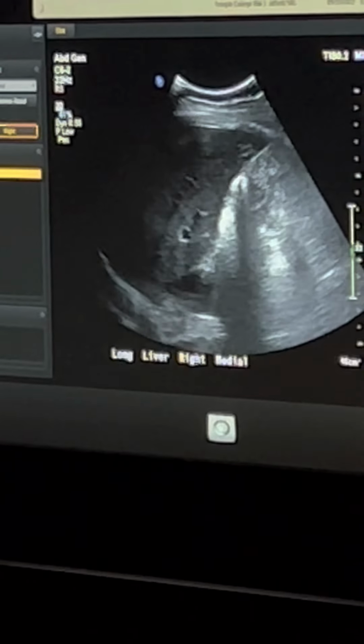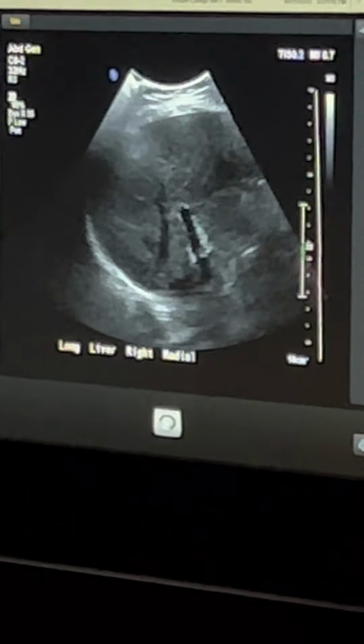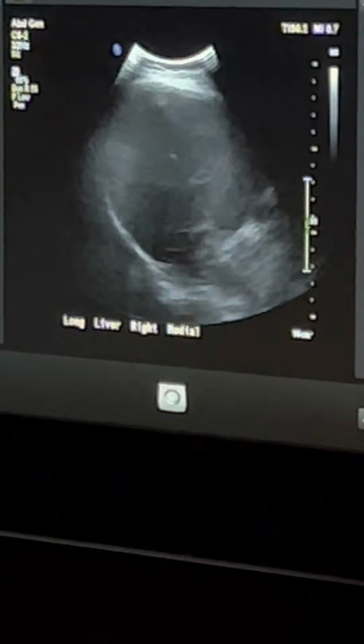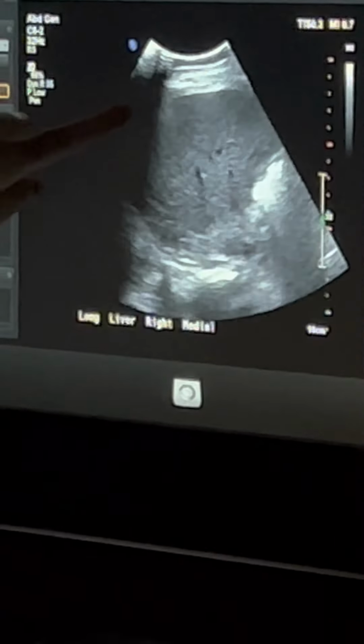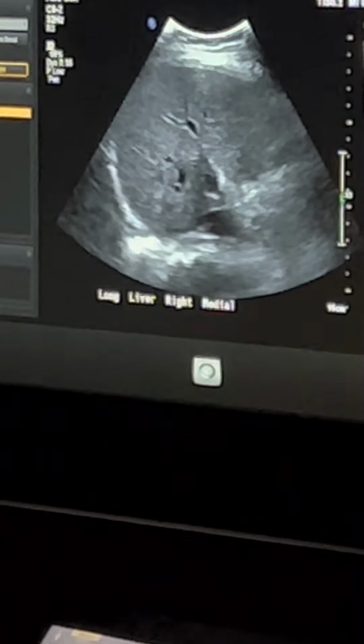So we did mid and medial. Take a small breath and hold it. So you guys see this here? Those are her ribs. Those are the shadows that I'm fighting to get around when I have to take my pictures.